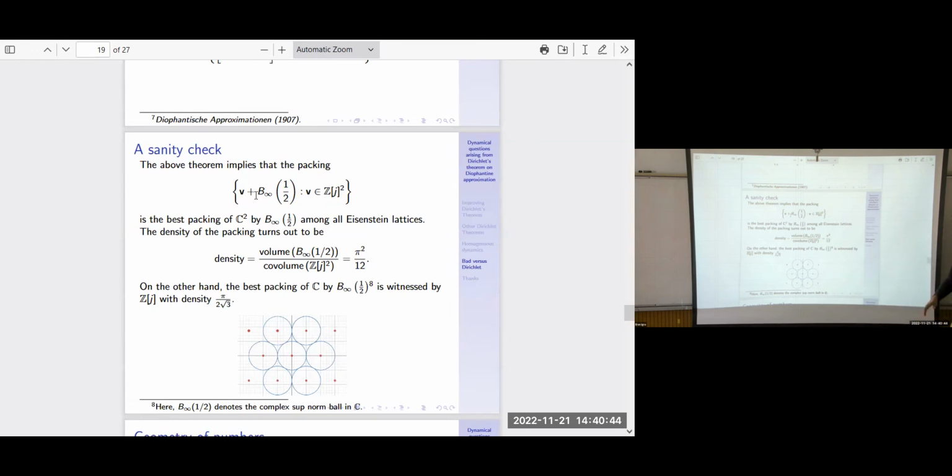Amongst all lattices, and in general, not even just amongst lattices. So the density is the same, and this just follows from the two-dimensional case.